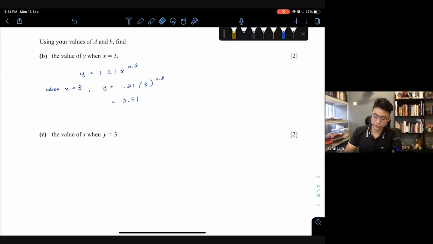Same goes for question C. Just sub in your y value when it's 3. So 3 equals 1.21 x to the power of 0.8. x will be the 0.8 root of 2.479, which is your 3 divided by 1.21. You'll get 3.11.